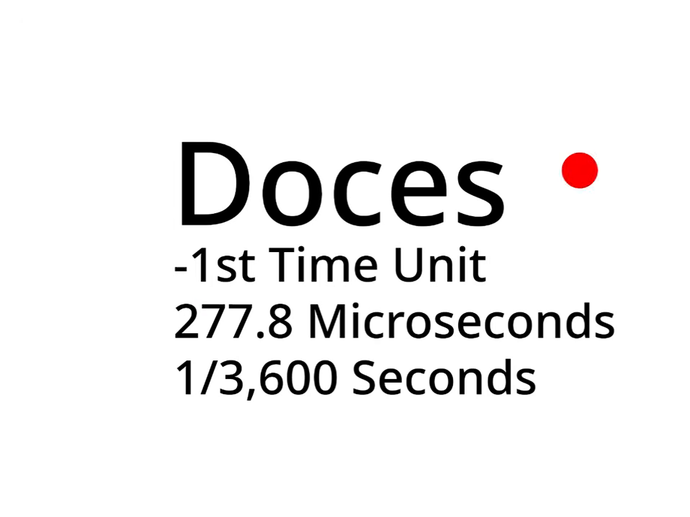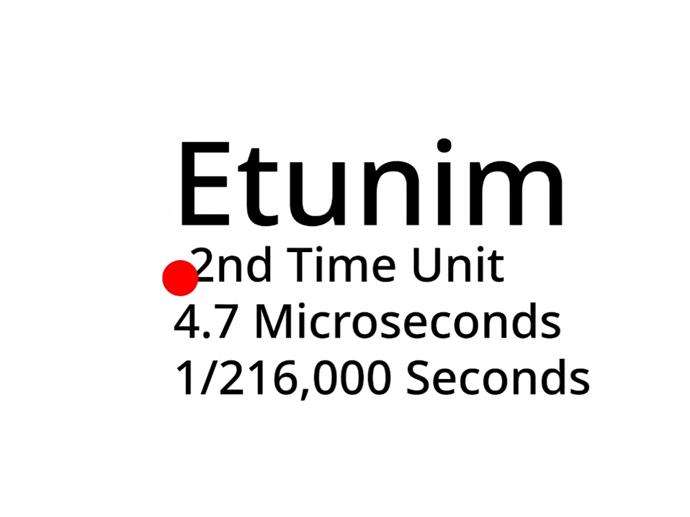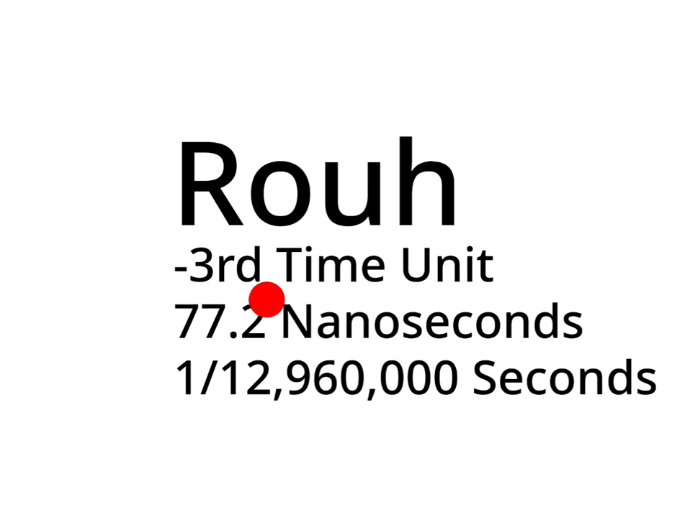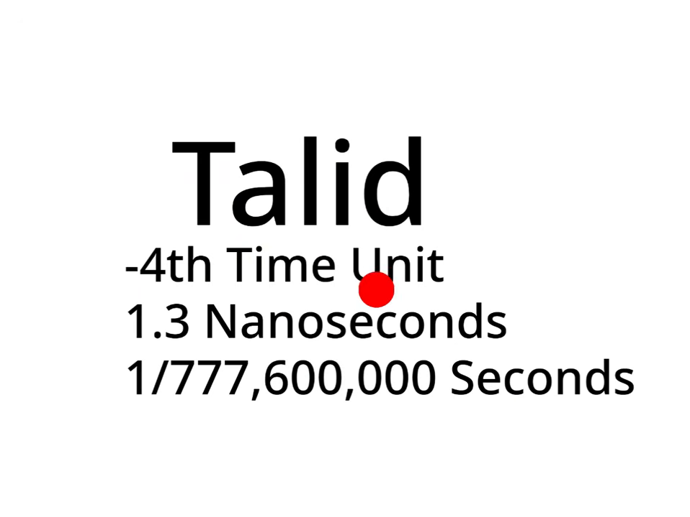So I've made a bunch of names for what comes before rays, like a doses, which is the negative first time unit, 277.8 microseconds, and 1/3600th of a second. We have an etonym, which is the negative second time unit, 4.7 microseconds, and 1/216,000th of a second. A row, which is the negative third time unit, 77.2 nanoseconds, and 1/12,960,000th of a second.